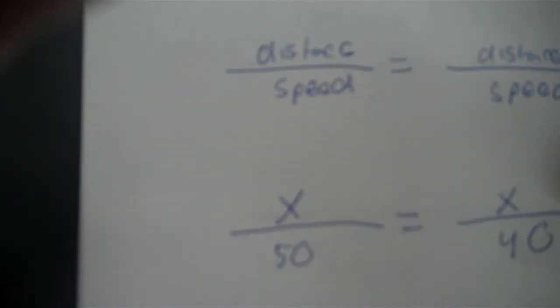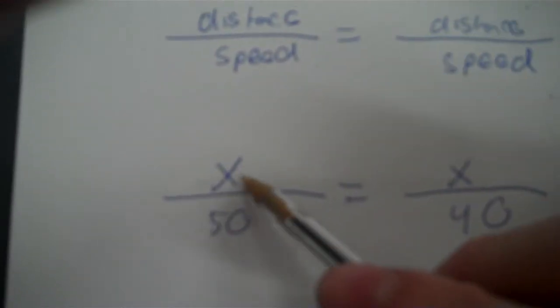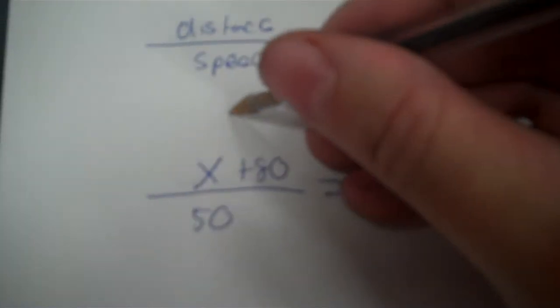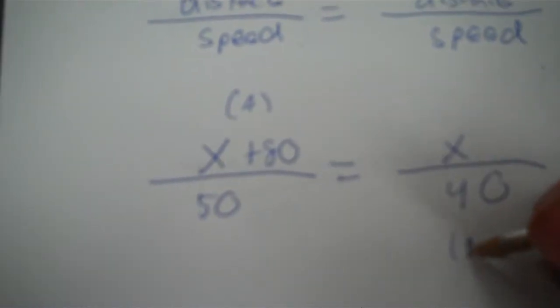Okay, and then the speeds are 50 and 40. The distances we don't know. Nobody went 80 miles. One traveled 80 further than the other, so I don't know these. I'm going to call them X. But I know this faster car, he went 80 miles further, so I'm going to put plus 80 with that. Okay, so I can't just multiply and divide. I got to use the A, the B, and the C, and the D.